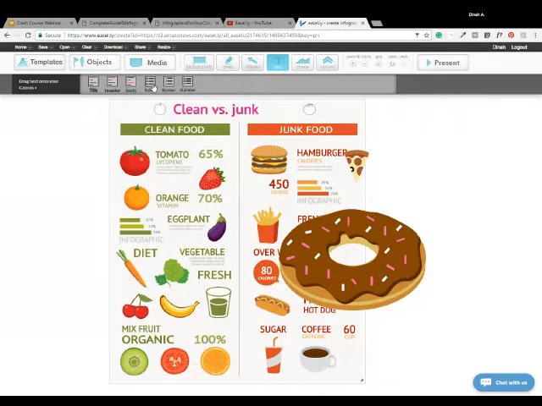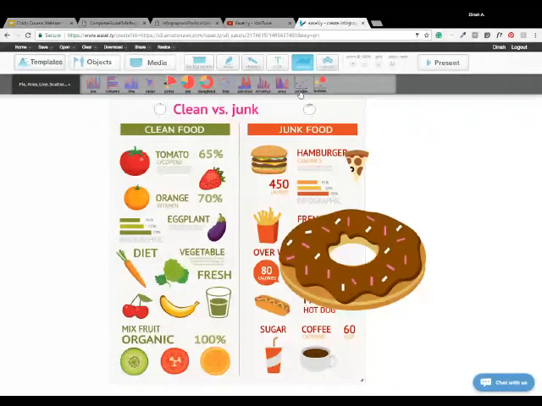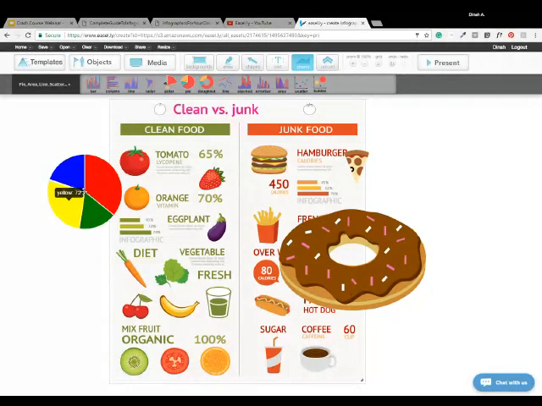You can add bullets or a numbered list or an alpha list. You can also add charts to your infographic. The Pro account will give you many different types of charts that you can go ahead and add. Just as an example, I'm going to go ahead and add this chart here.